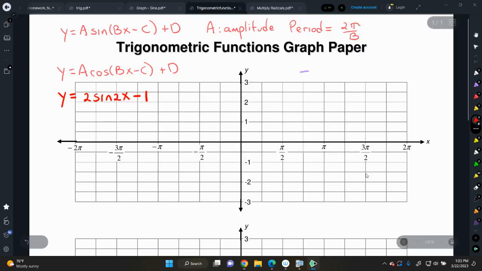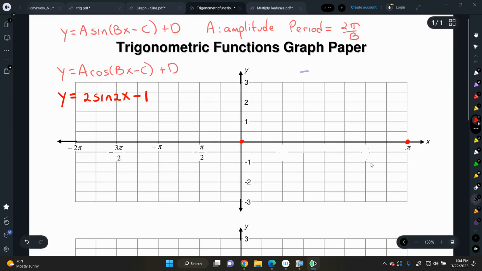Okay, here we go. So I'm going to draw my base function. So it has a period of pi. Right? So we have a period of pi. That means we're going to start and we're going to end at pi. Okay, we're starting and ending at pi.